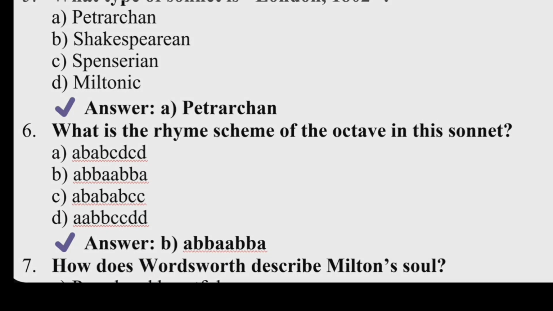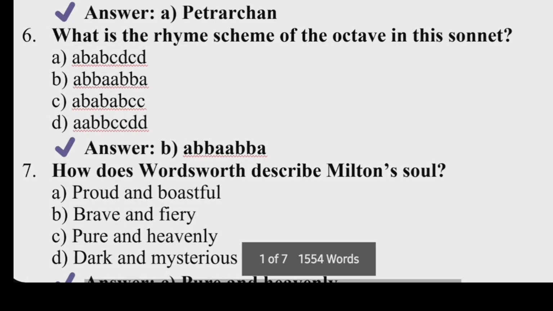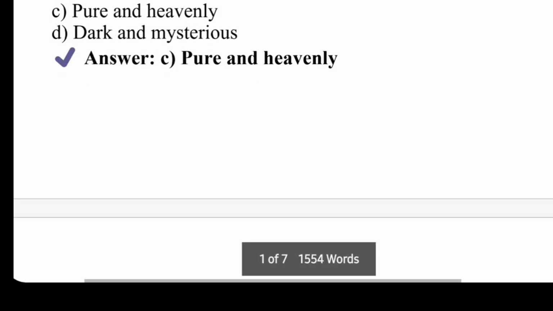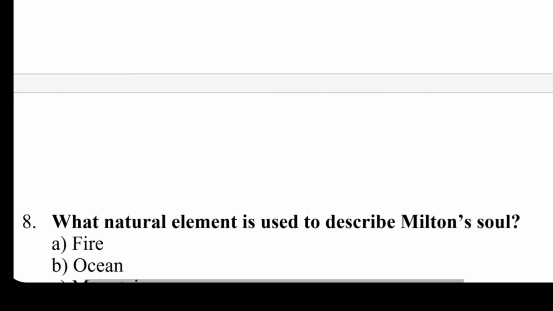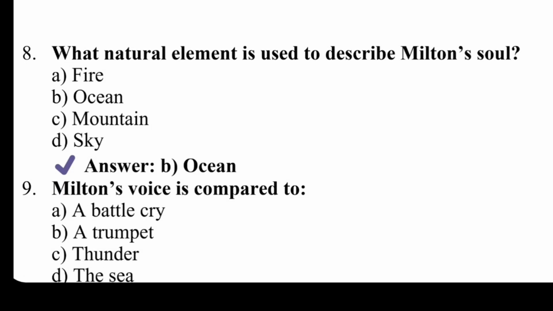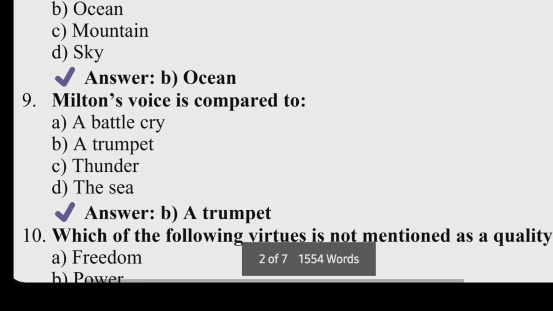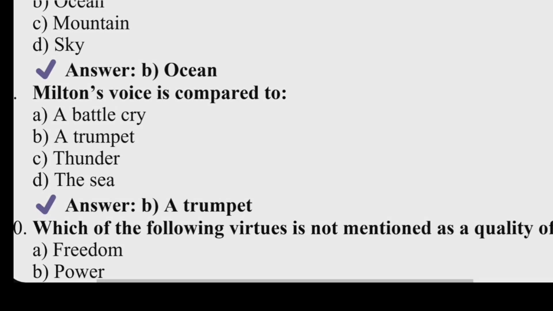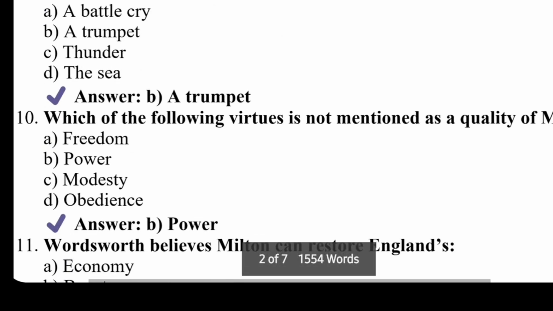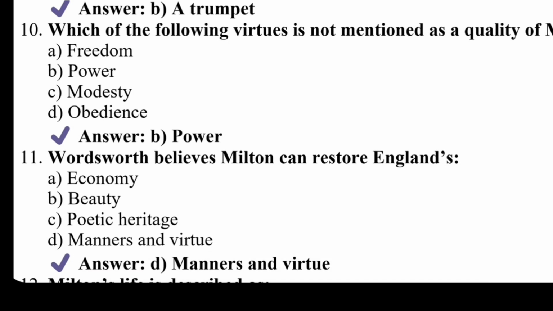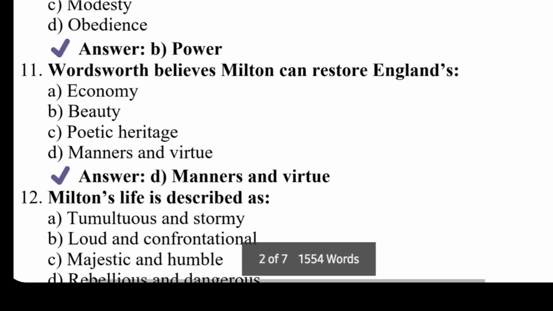How does Wordsworth describe Milton's soul? He describes Milton's soul as pure and heavenly. What natural element is used to describe Milton's soul? The ocean. Milton's voice is compared to what? A trumpet. Which of the following virtues is not mentioned as a quality of Milton? The power. Wordsworth believes Milton can restore England's manners and virtue.